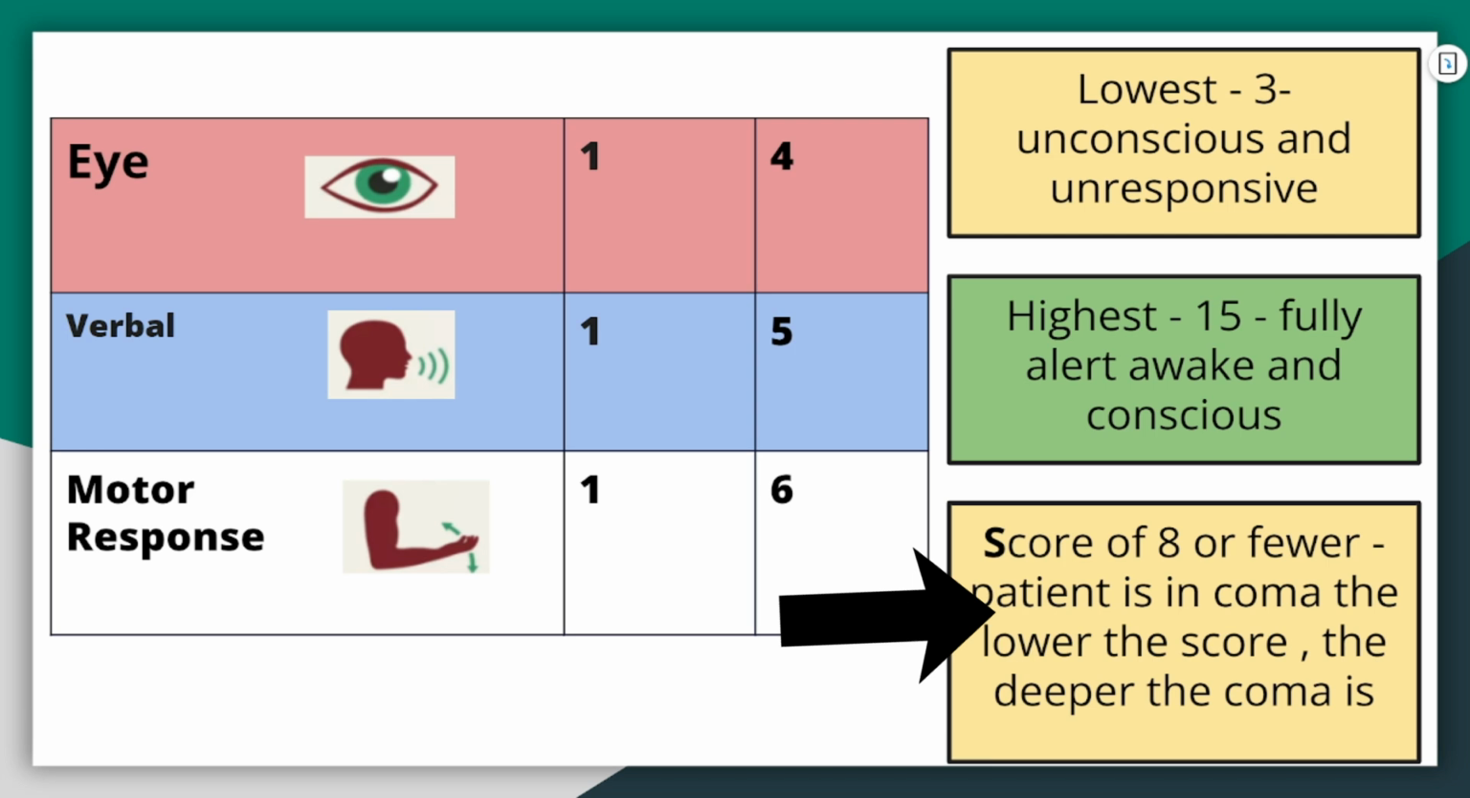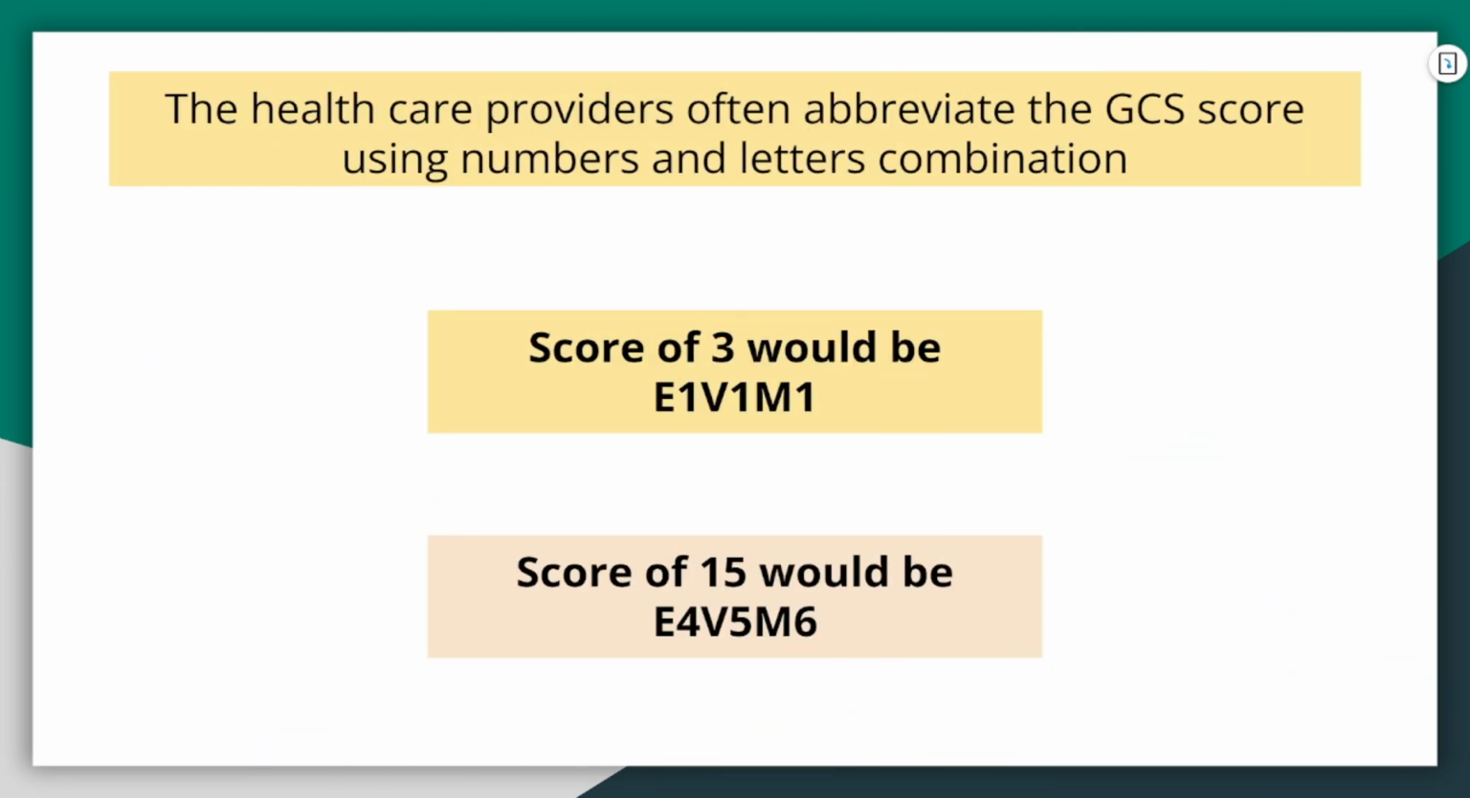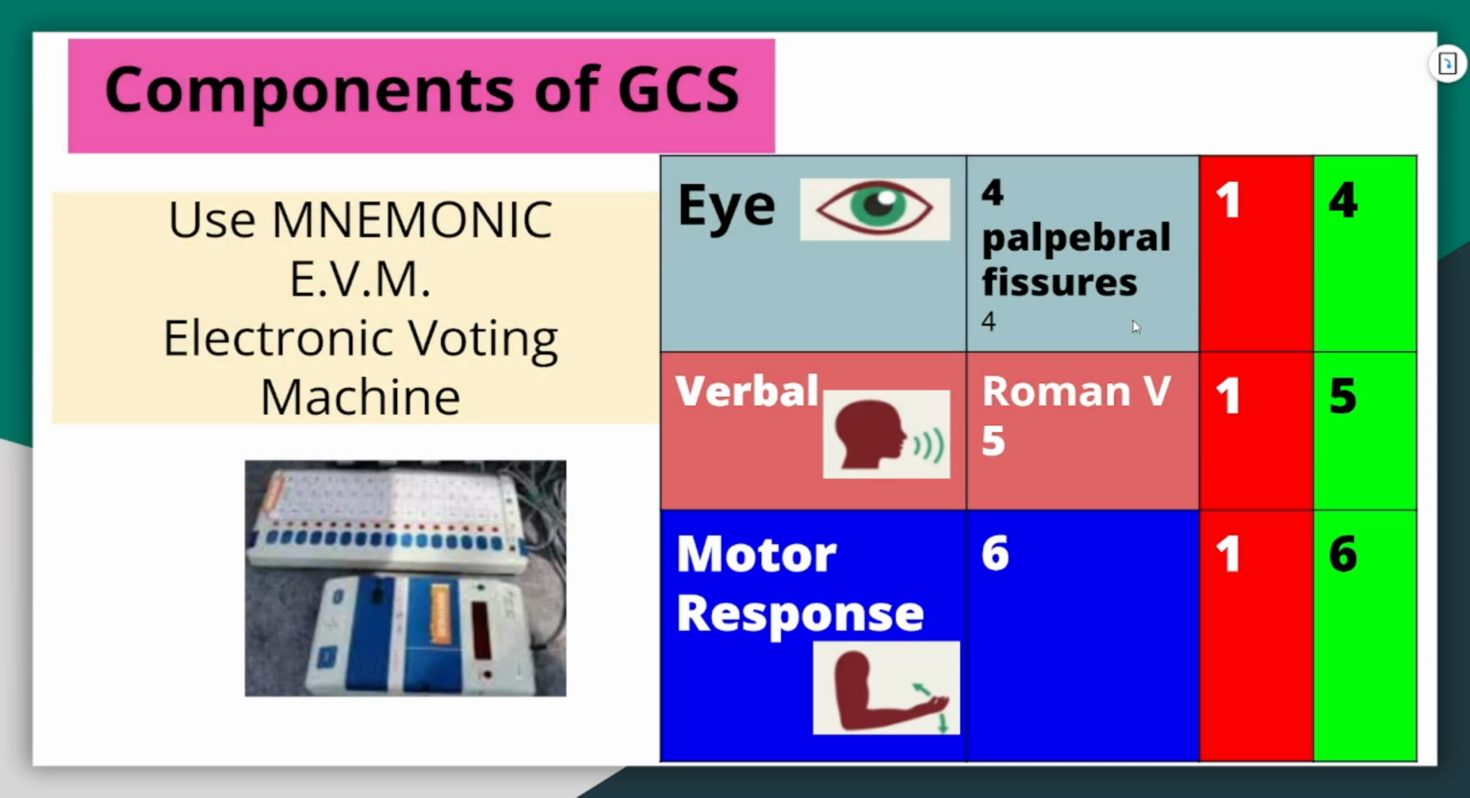Generally, a score of 8 or fewer means a patient is in coma. The lower the score, the deeper the coma is. Healthcare providers may abbreviate the GCS score using a letter and number combination. A score of 3 would be E1, V1 and M1, and a score of 15 would be E4, V5 and M6. It is divided into 3 categories.